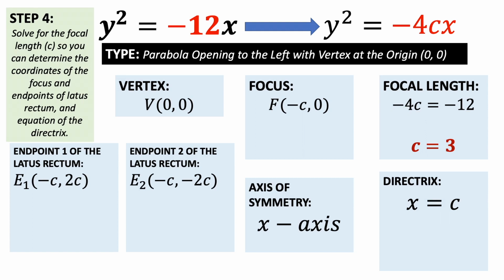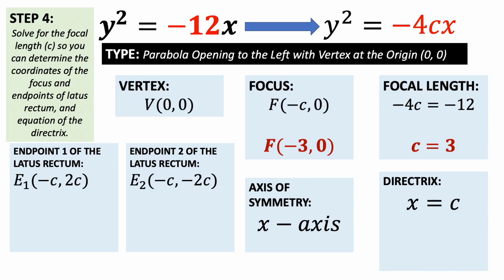Now that we have our focal length, we will substitute its numerical value to the formula for focus to get its coordinates. Therefore, our focus is at negative 3, 0 of the Cartesian coordinate plane.